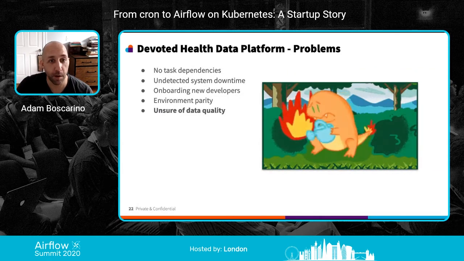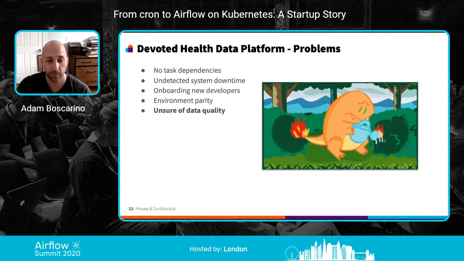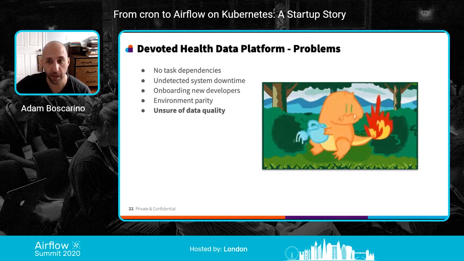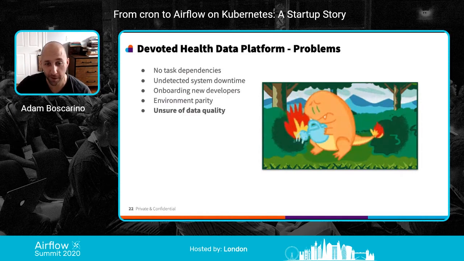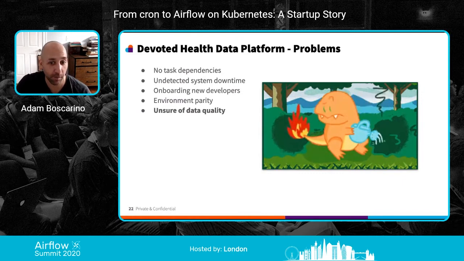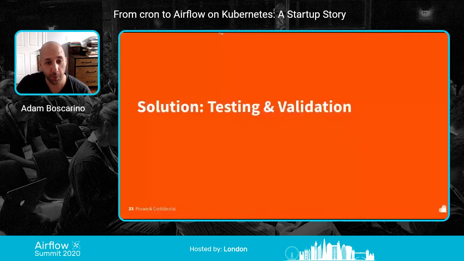The next problem that we had with our data platform is we didn't have any tooling around data quality. It was up to each developer who was writing a pipeline to validate that they were producing good data. I'm sure most were, but it was up to them to put it in. So each pipeline was unique because of this. Some would have data quality checks, some wouldn't. So we solved this one the old-fashioned way with testing and validation.